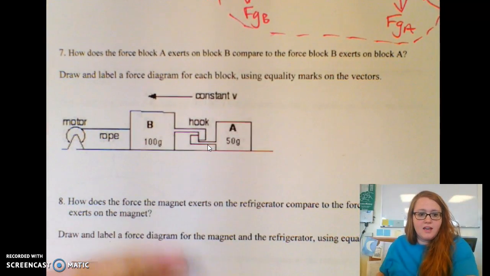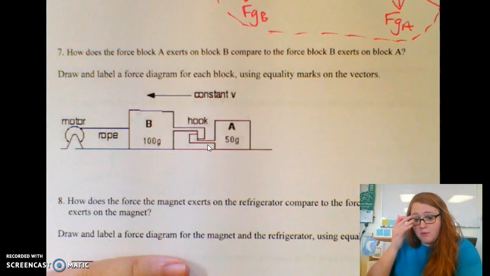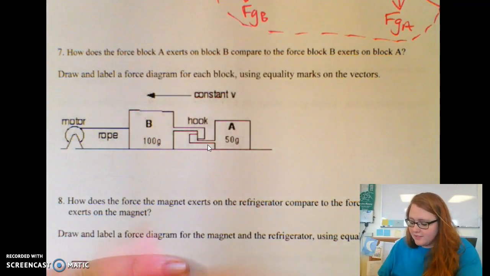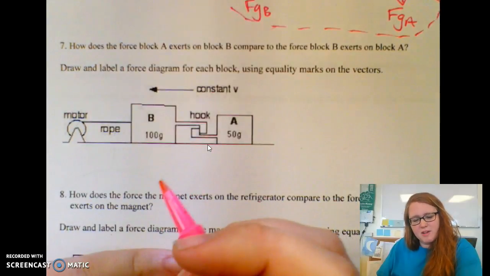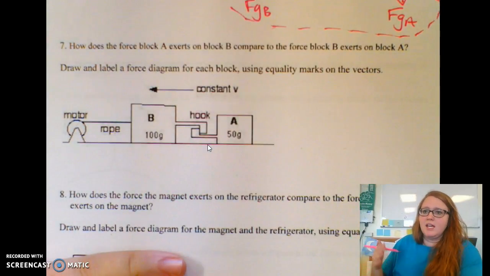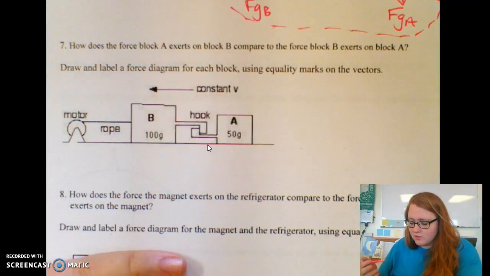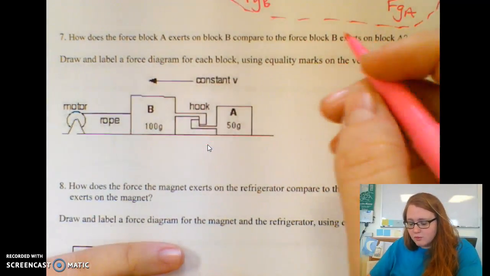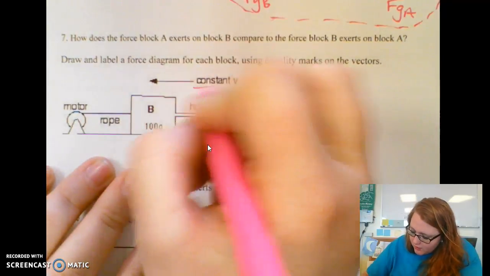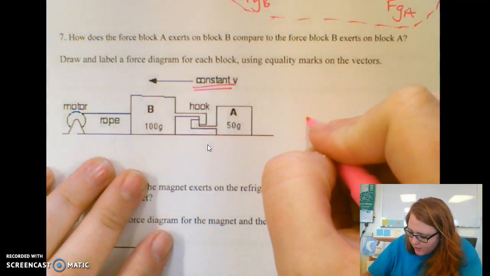Number 7. How does the force block A exerts on block B compare to B on A? Obviously they're going to be equal, but just think about that wording. A on B, B on A. A hammer hits a nail, the nail hits the hammer back. That's what Newton's third law is saying. Action, reaction. So here we have a constant velocity. That means everything's going to be equal.